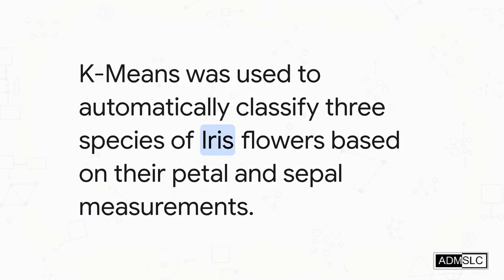One of the most famous examples, a real classic, is the iris dataset. This dataset has measurements for 3 different types of iris flowers. And here's the cool part. Researchers fed these measurements into k-means without telling it which flower was which. Just based on the petal and sepal sizes, the algorithm was able to group the flowers into 3 distinct clusters that almost perfectly match the 3 real species. It's just a beautiful old-school example of finding structure in nature.